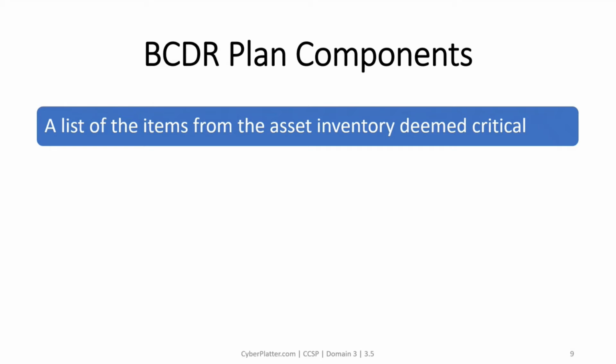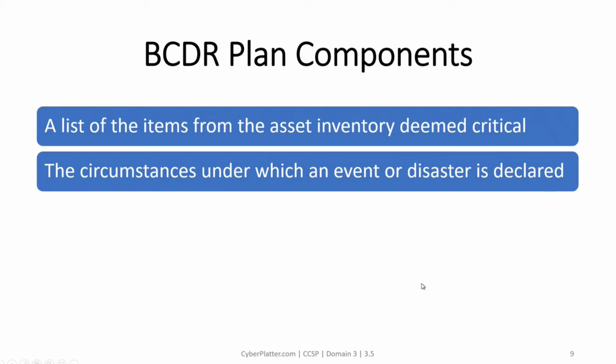This list should include all the important assets, data and processing, the current location of these assets, the networks between the assets and the sites of their processing, and actual and potential location of workforce and business partners in relation to the disaster event. Next is the circumstances under which an event or disaster is declared.